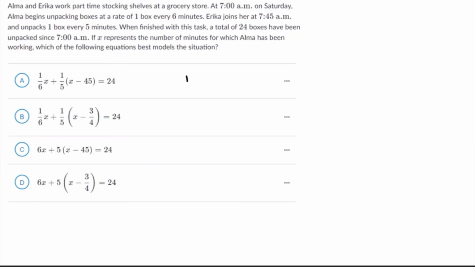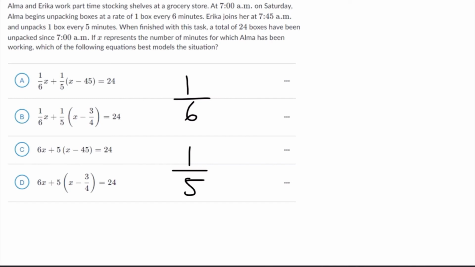For this question, they said Alma and Erica work part-time stocking shelves at a grocery store. At 7 a.m. on Saturday, Alma begins unpacking boxes at a rate of 1 box every 6 minutes. So 1 box every 6 minutes, we know it's a ratio, 1/6. That's her rate of unpacking. Erica joins her at 7:45 a.m. and unpacks 1 box every 5 minutes. So Erica's rate is 1/5.